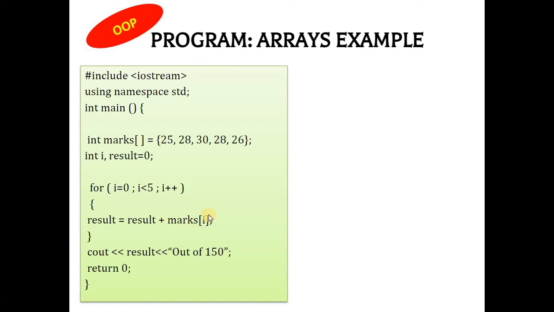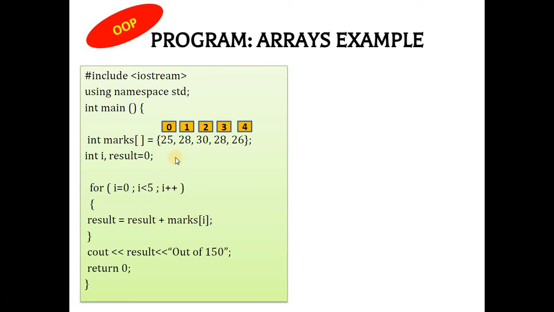Result is equal to result plus marks[i]. So marks[i] says that I want to access the element, where i comes from the for loop. So it will be result plus marks[0], that is 0 plus 25. Then the next time when i is equal to 1, the result is 25, so 25 plus marks[1], that is 28. 25 plus 28 will become 53, and so on.